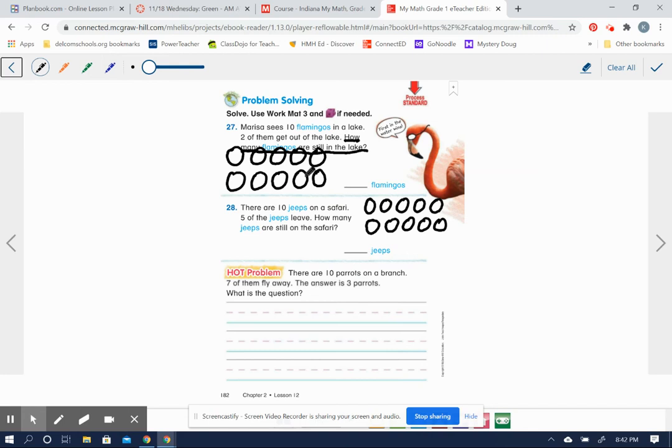Okay, let's look at this one. There are 10 Jeeps on a safari. 5 of the Jeeps leave. How many Jeeps are still, here's the question, how many Jeeps are still on the safari? So, there are 10 parrots on a branch. 7 of them fly away, and the answer is 3. But what's the question? Most of the time it's going to start with what? Yeah, how many? Let's write that part. This one started with how many? This one started with how many? This one says how many flamingos? This one says how many Jeeps?